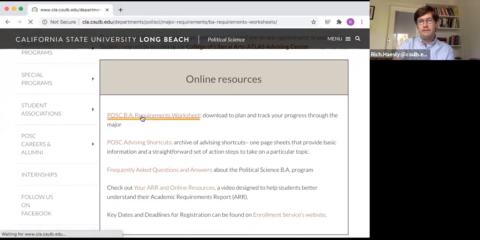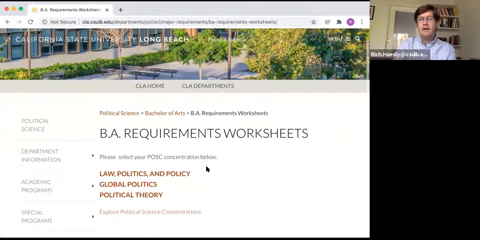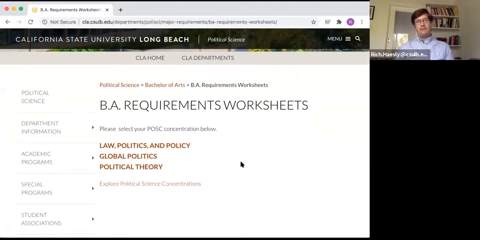And so we click on this. In order to make sense of the political science degree, you need to understand some terminology that we're going to use. One of the terms that we use is the idea of a concentration. Political science is the entire department, the entire field that we study, but within that, in our department, we divide it up into 3 categories, what we call concentrations. There's law, politics, and policy, global politics, and political theory.